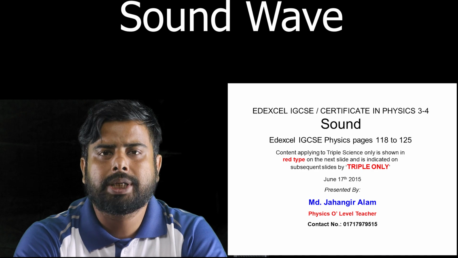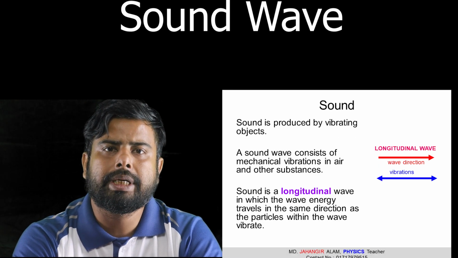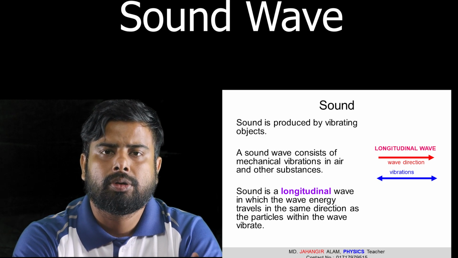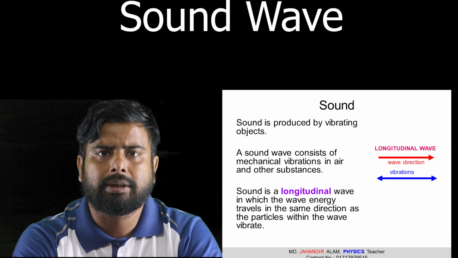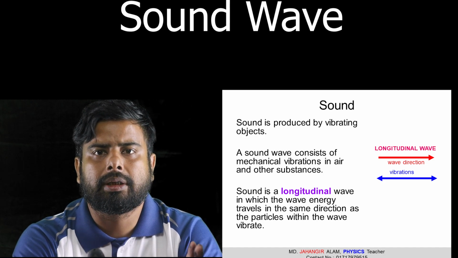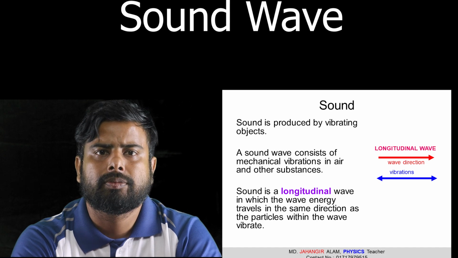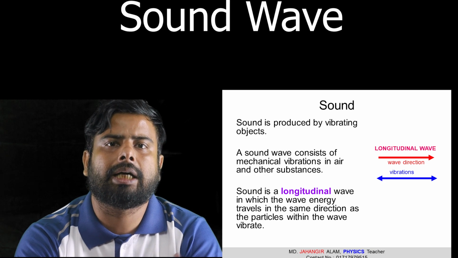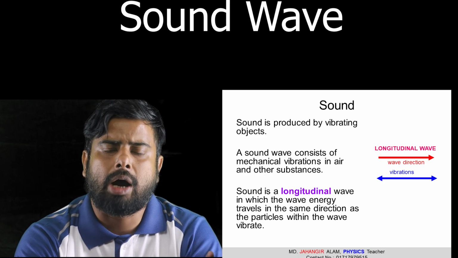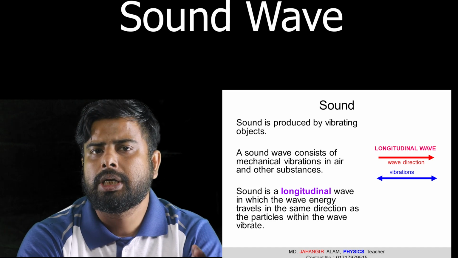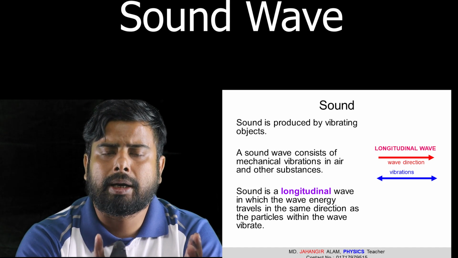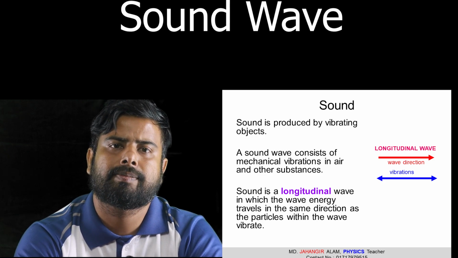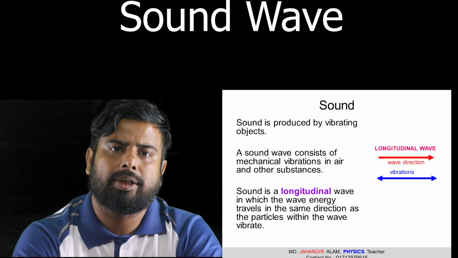First we have to learn what a sound wave is. Sound is produced by a vibrating object. When any object vibrates, then we hear sound. So a sound wave consists of mechanical vibration in air and other substances. Sound wave is a mechanical wave because it needs a physical or mechanical medium for its propagation from one place to another place. Sound cannot travel through vacuum.